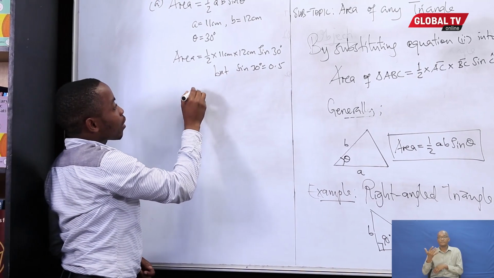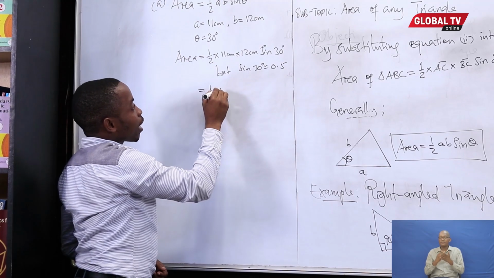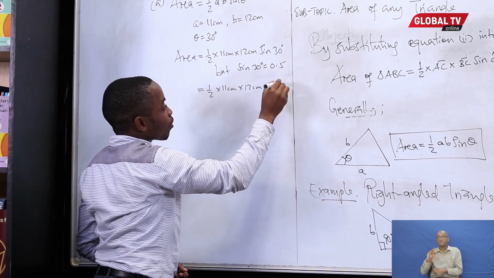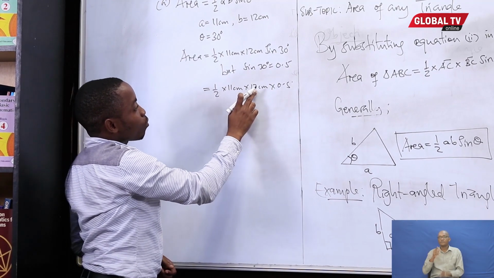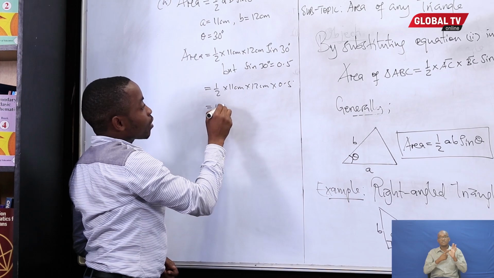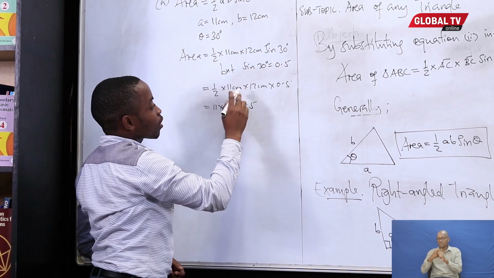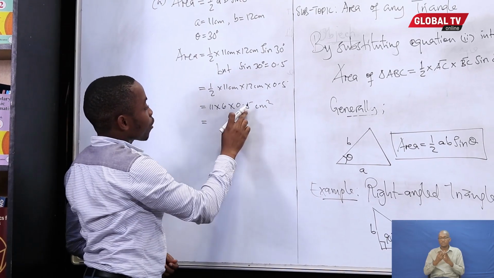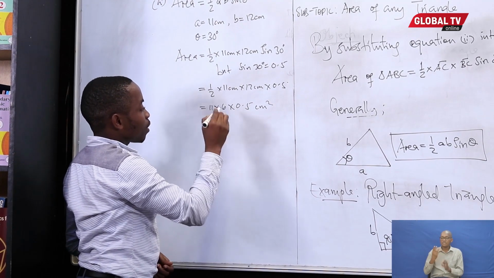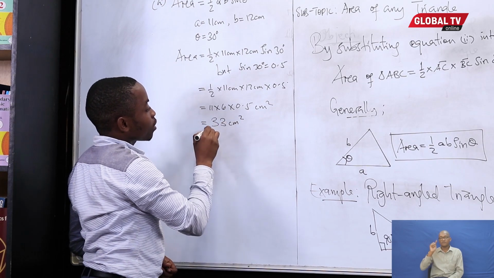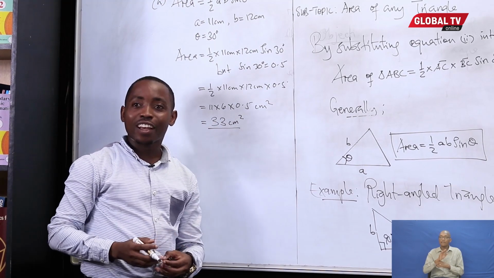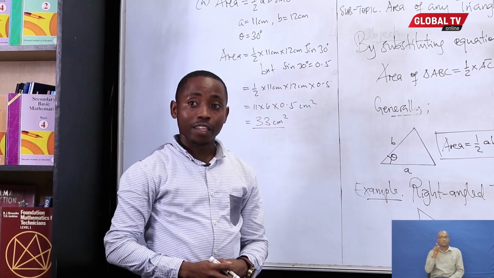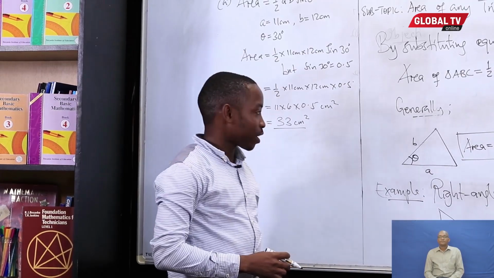What will be our area then? Our area will be equal to a half times 11 centimeters times 12 centimeters times 0.5. Here, this one and this one will be 6. So we get 11 times 6 times 0.5 centimeters, and centimeter becomes centimeter squared. The answer is 33 centimeter squared. So this is the area of our triangle in part A.